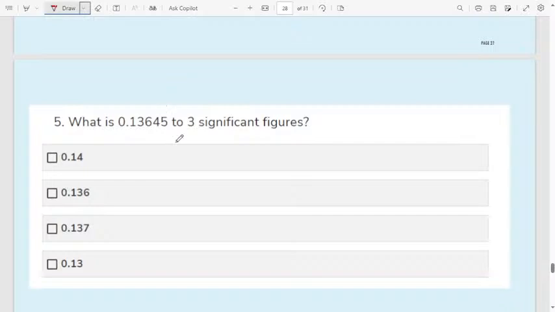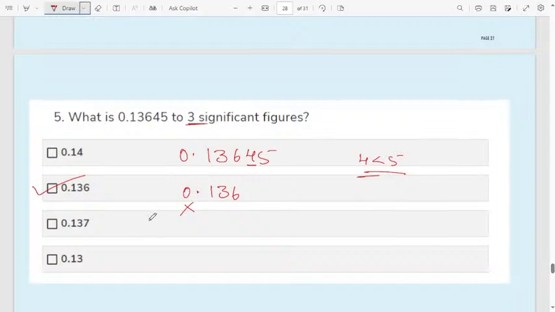Next, what is 0.13645? Convert this number to three significant figures. The initial 0 is not significant. 0.136, the next number is 4, and 4 is less than 5, that's why we will write the same number, 0.136. This initial 0 is not significant.